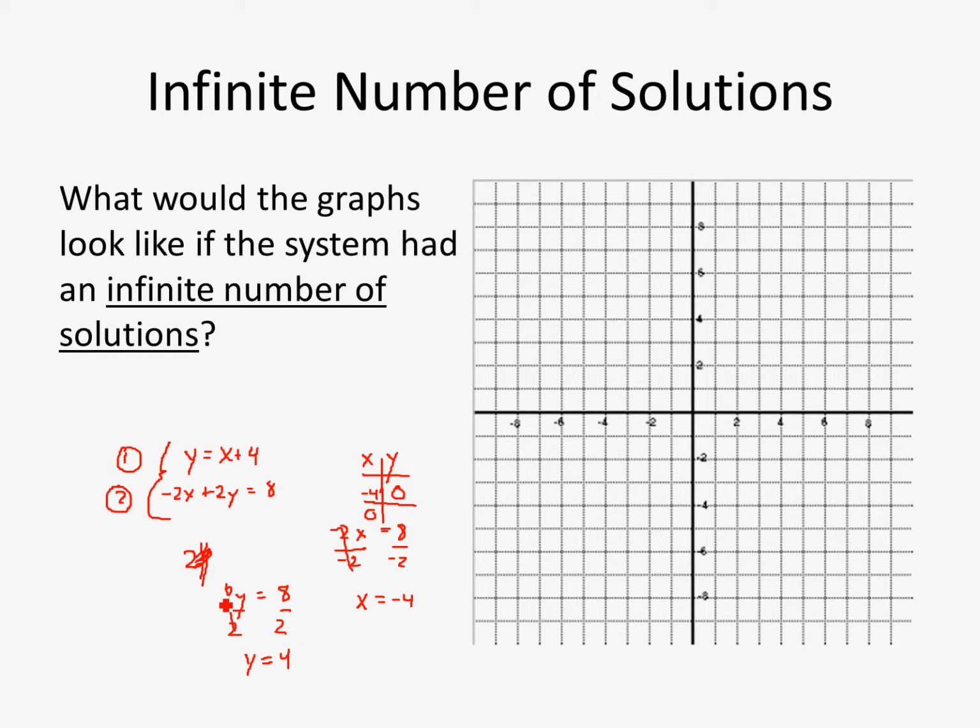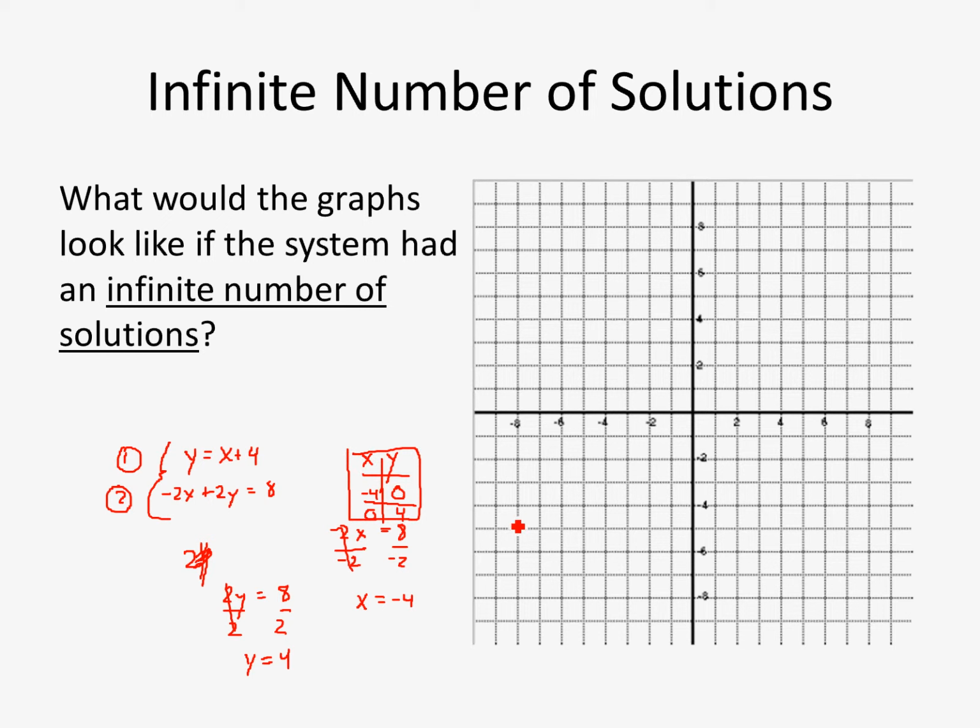All I'm doing is taking 0 and plugging it in the second equation for x. So negative 2 times 0 is going to be 0, plus 2y is 8. So really I just have 2y is equal to 8. And then if I solve that, I get y is equal to 4. So this is my chart that I have.